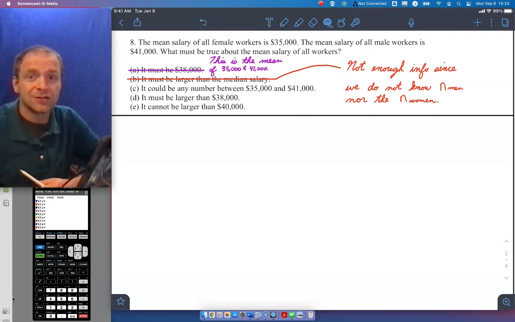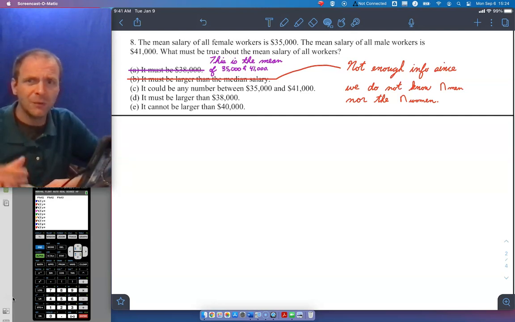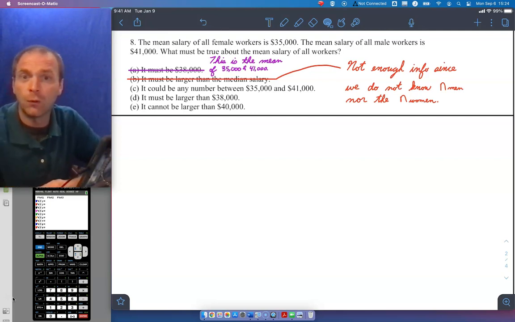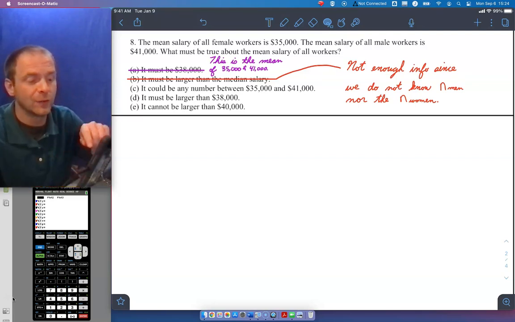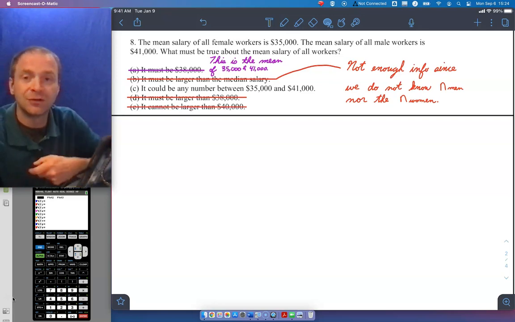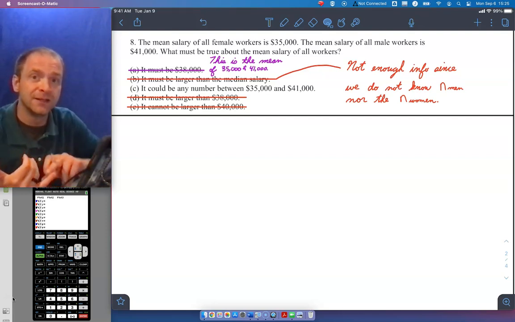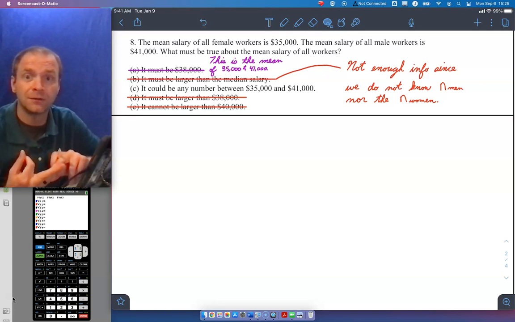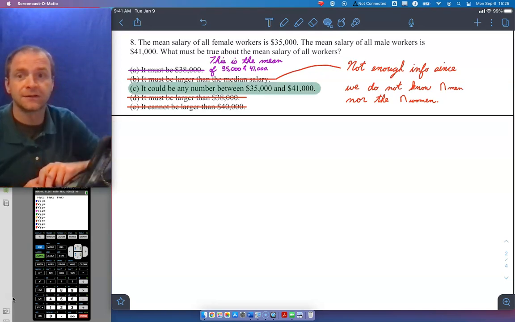D says it must be larger than 38,000. Well, if that was the case, you would have more male workers. E says it cannot be larger than 40,000. Again, in that case, you would have more male workers, but we don't know which one we have more of. So D and E can be crossed out for the same reason that B is crossed out. There's not enough information about how many male workers and female workers to conclude B, D, or E as being true. So the answer is C.